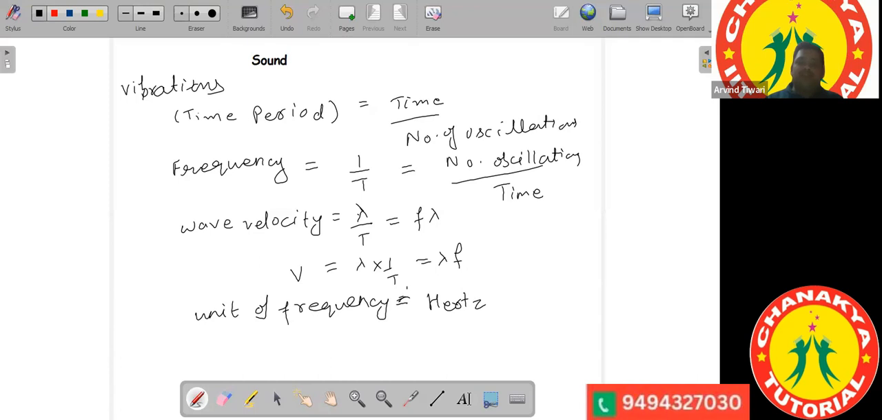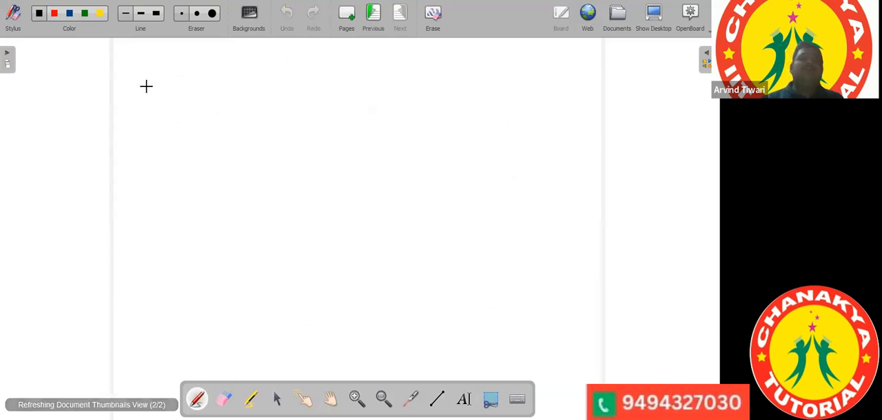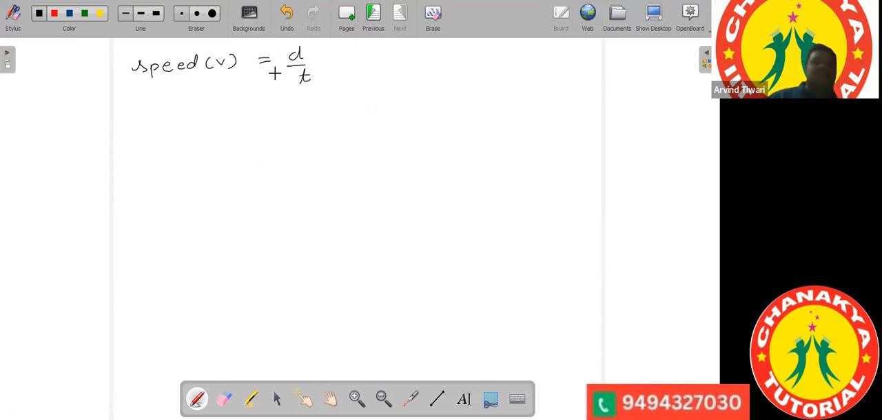And wave velocity v will be given by f lambda. Understood this much? Then the second round of formulas that are related will be speed. So you get here speed of a wave, that is v. Speed can be computed by the formula distance by time also. So these are the two formulas which can work.